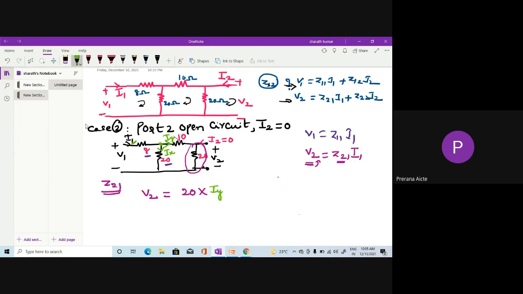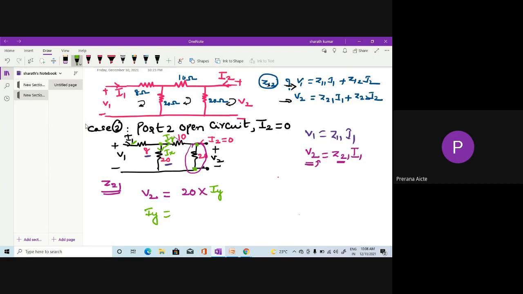Is it okay? Yes, V2 is equal to 20 into IY. The IY current is flowing in this 20 ohm resistor. Obviously, this IY is also flowing in this 10 ohm resistor, not a problem. But our V2 is subjected to this 20 ohm resistor. That's why across these two terminals, the 20 ohm resistor is there, 20 into IY. So you have to find your IY.